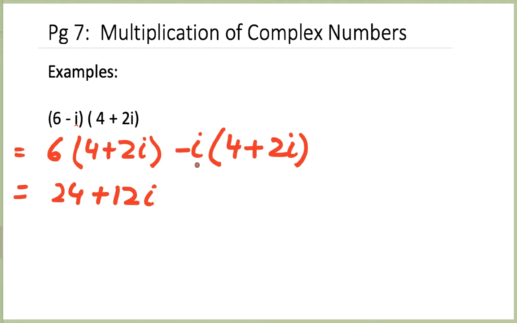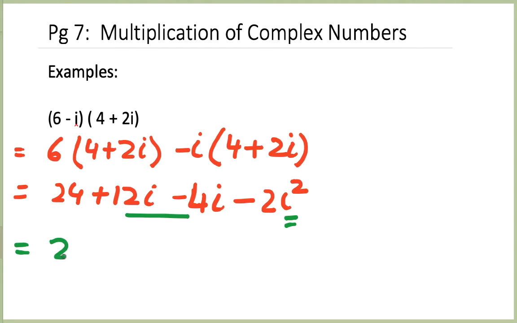And now distribute negative i to 4 plus 2i. Negative i, I can write this as negative 4i. And a negative 1 with 2 is negative 2. i with an i is i squared. Now we can gather the two like terms. Here notice these are two like terms, and replace the i squared here.